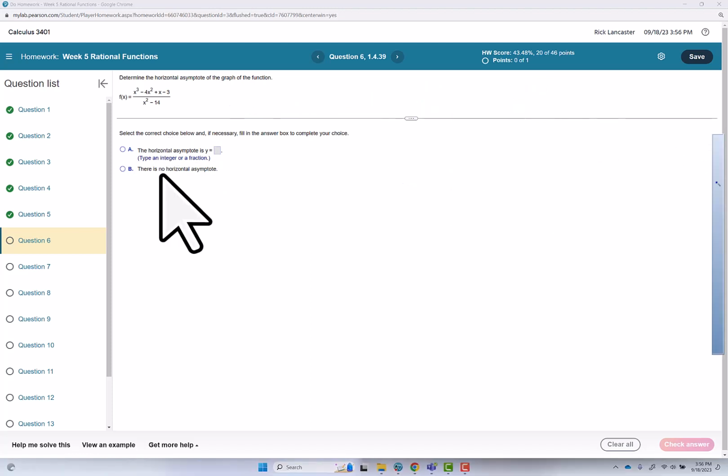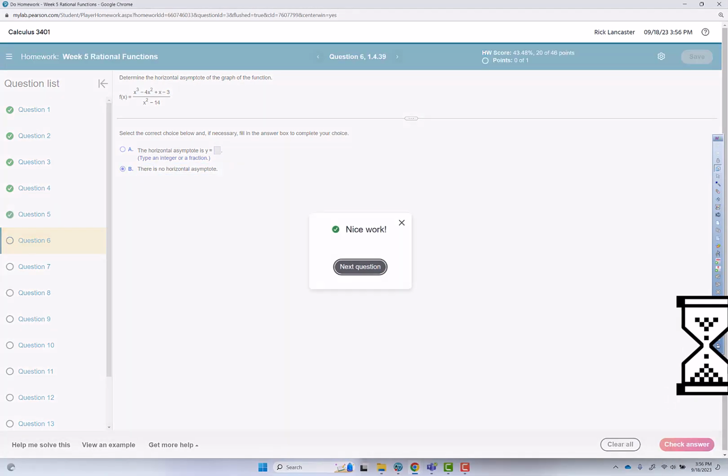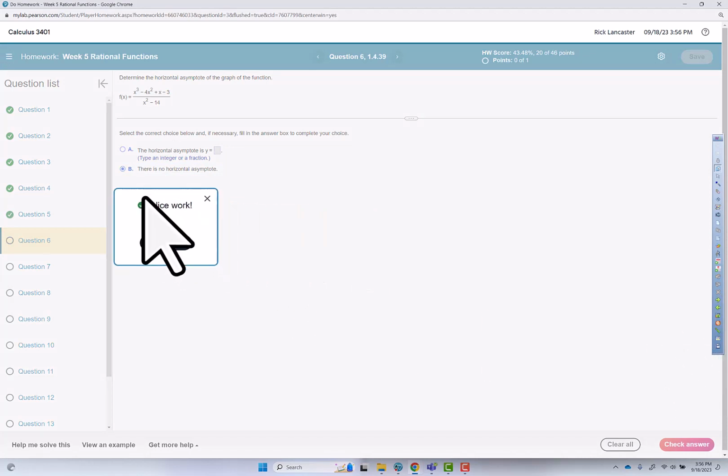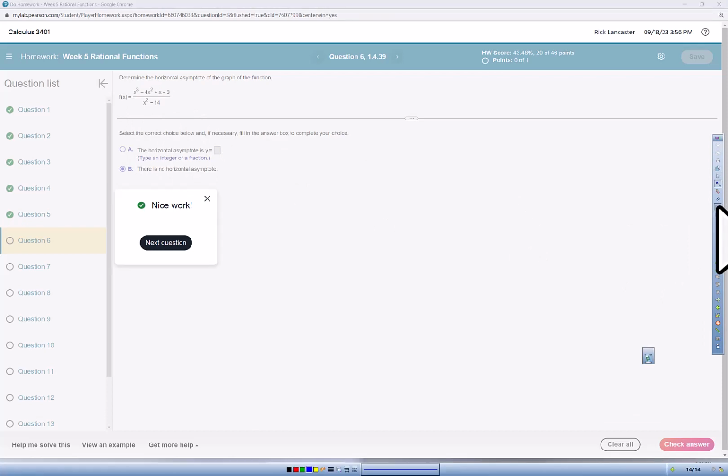We'll go put that in. Check the answer. It says nice work. Now, you can leave here, but I will show you how to figure out what the oblique asymptote is. So we're going to do what's called polynomial long division.